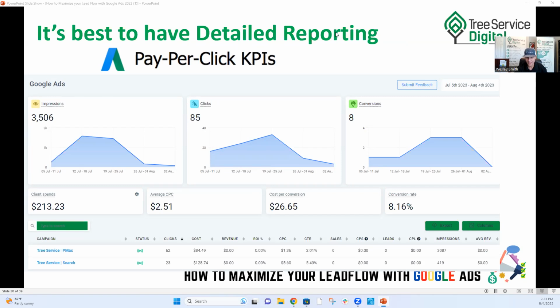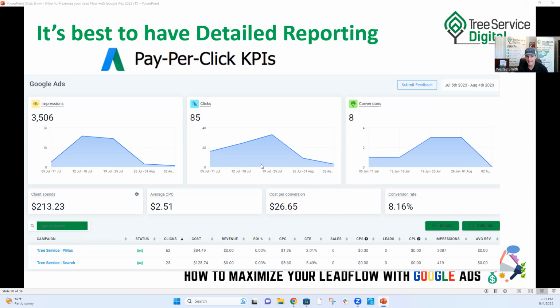So it's best to have detailed reporting. This is a snapshot of our dashboard over the last 30 days for a client. We actually just got their ads launched back again, so it's only about 2 weeks' worth of data, but they've got 3,500 impressions on Google. So that's how many times people have seen their ad on Google. Got 85 clicks, and they've got 8 leads on there. Cost per lead is $26. So the conversion rate's 8%, and they've only spent $213.